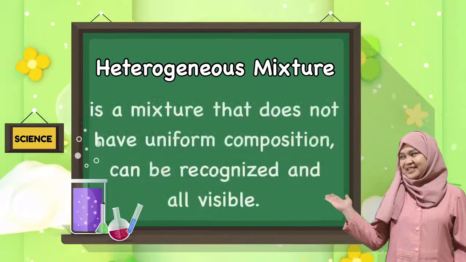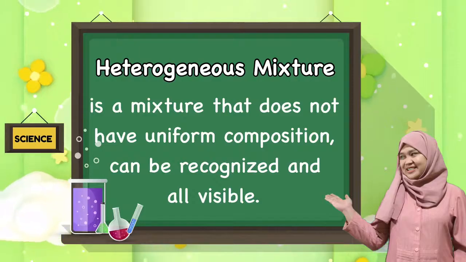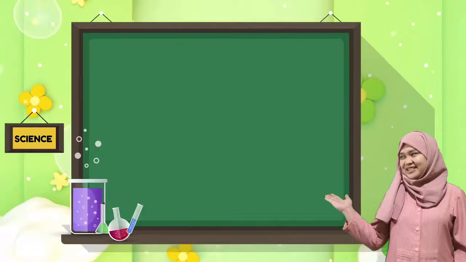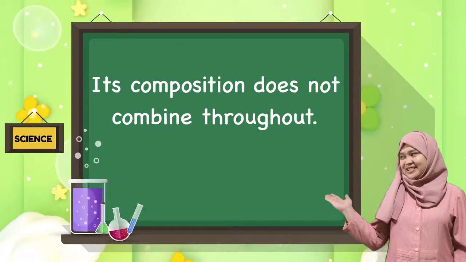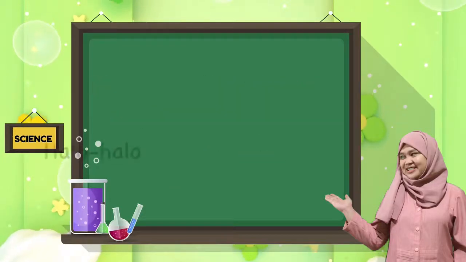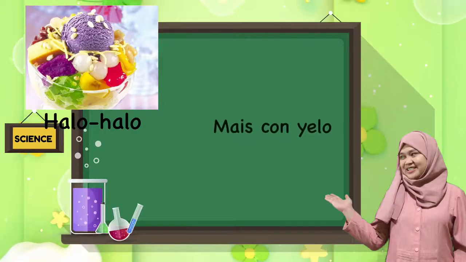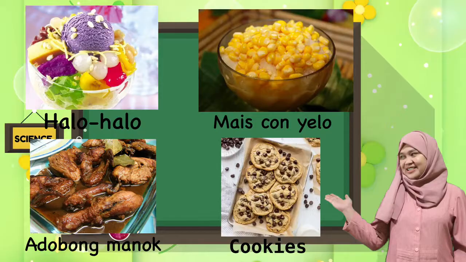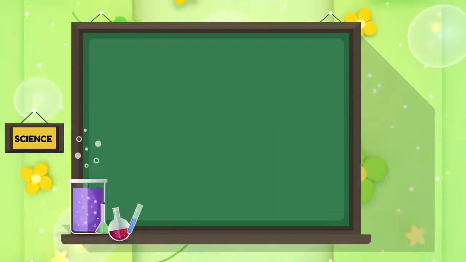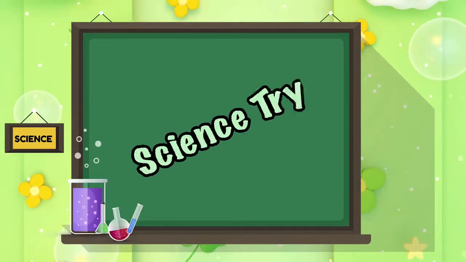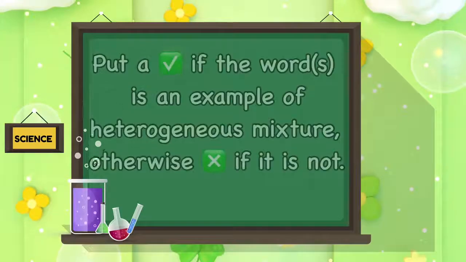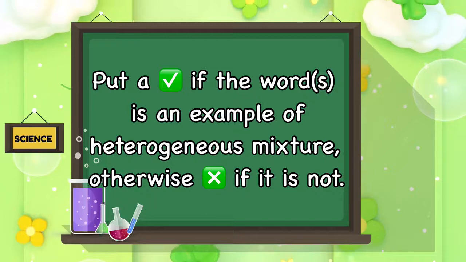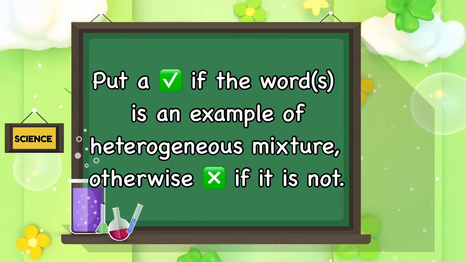Heterogeneous mixture is a mixture that does not have uniform composition, can be recognized and all visible. Its composition does not combine throughout. Examples are halo-halo, mais con hielo, adobong manok, and cookies. Get ready for another science try! Put a check if the word or words is an example of heterogeneous mixture, otherwise X if it is not.